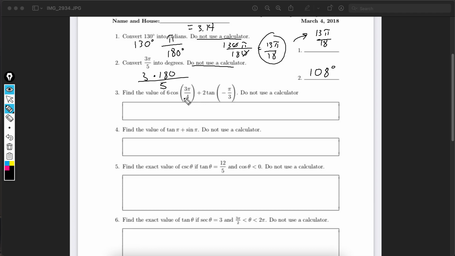Now let's get into some more intricate stuff. We got 6 cosine 3 pi over 4 plus 2 tangent negative pi over 3. Now I do stress you should have a unit circle out here so you can see what these values are exactly on the unit circle.